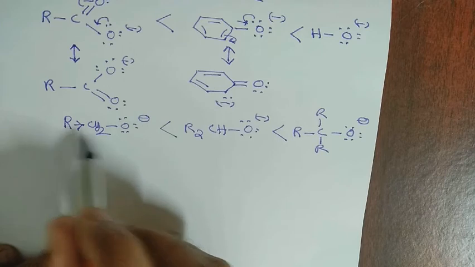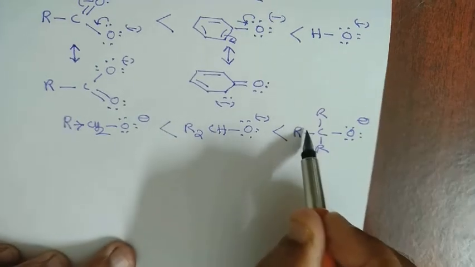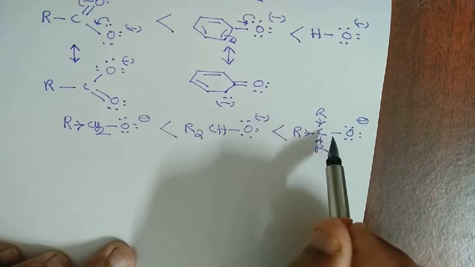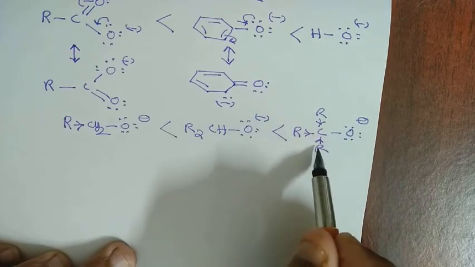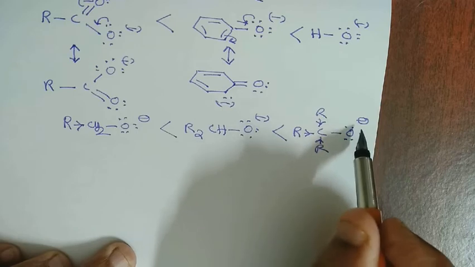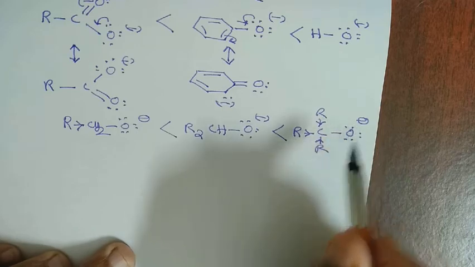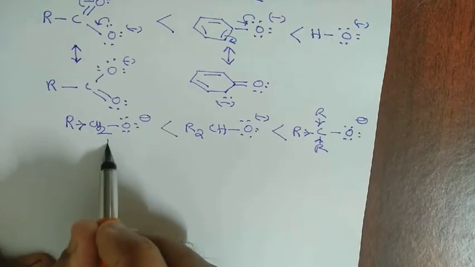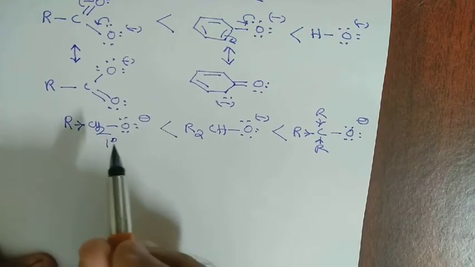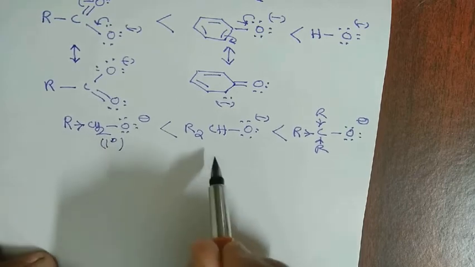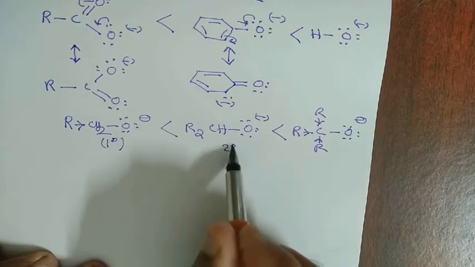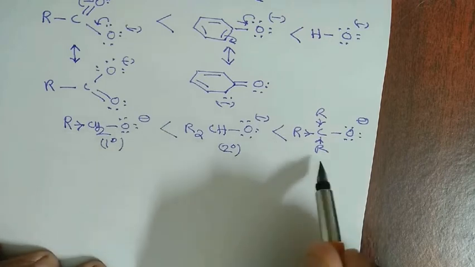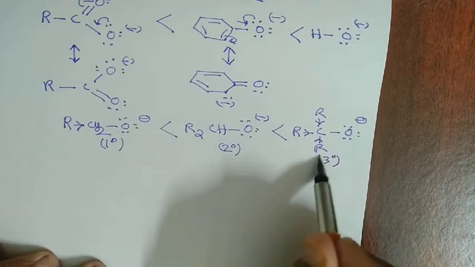Here is only one alkyl group. Here there are two alkyl groups. Here there are three alkyl groups to show plus I effect. As a result of cumulative plus I effect, the intensity of negative charge on the oxygen atom increases. That is, among alkoxide ions, nucleophilic strength follows primary lower than secondary, lower than tertiary.